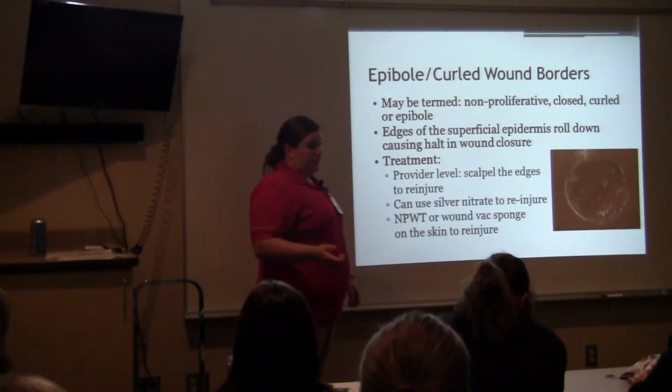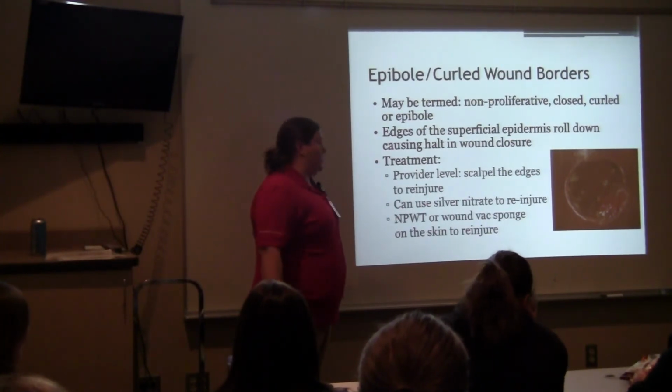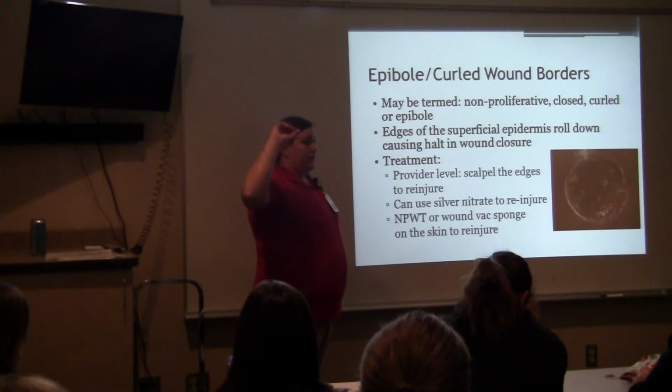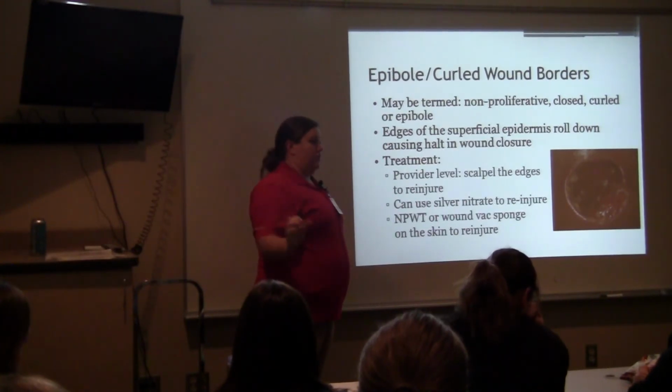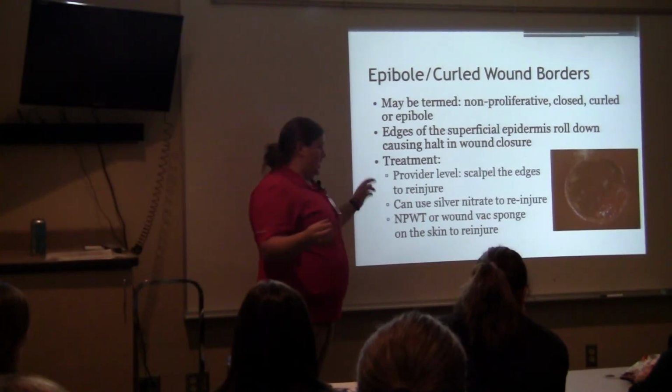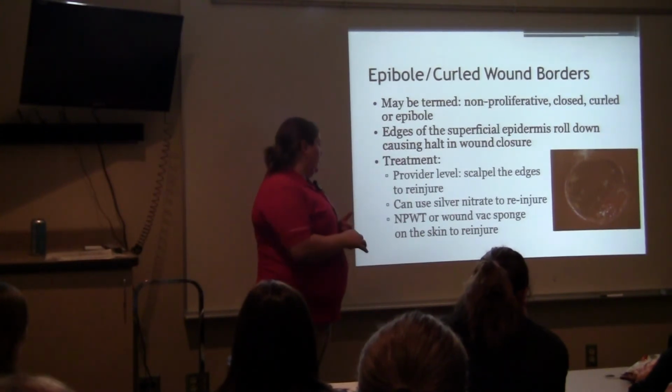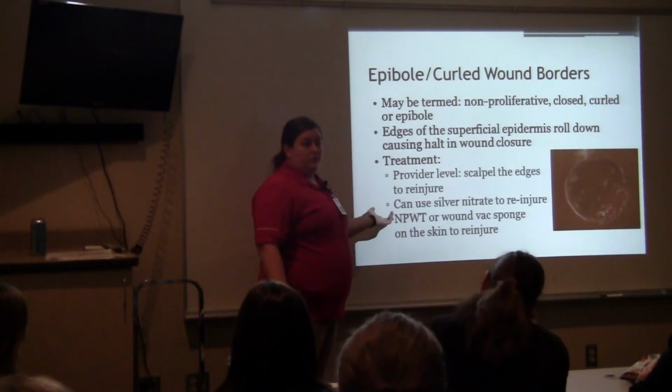For patients who are not surgical candidates, or that they want to go a little bit more conservatively, we can use a silver nitrate stick and essentially burn or re-injure those cells around there to cause that re-injury to occur. Or sometimes they'll use a wound vac.